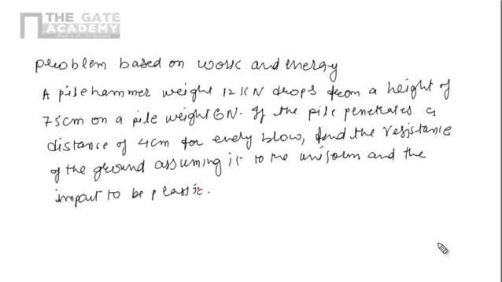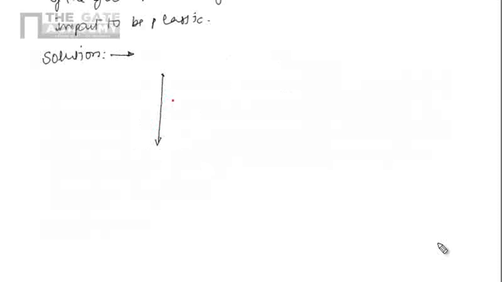So this is the problem based on work and energy. So let's solve this problem. The pile hammer has a weight of 12 kilonewton and it drops from a height of 75 centimeter on the pile. Suppose at point A there is a hammer and at point B there is a pile. So the hammer will drop from a height and it will reach B.